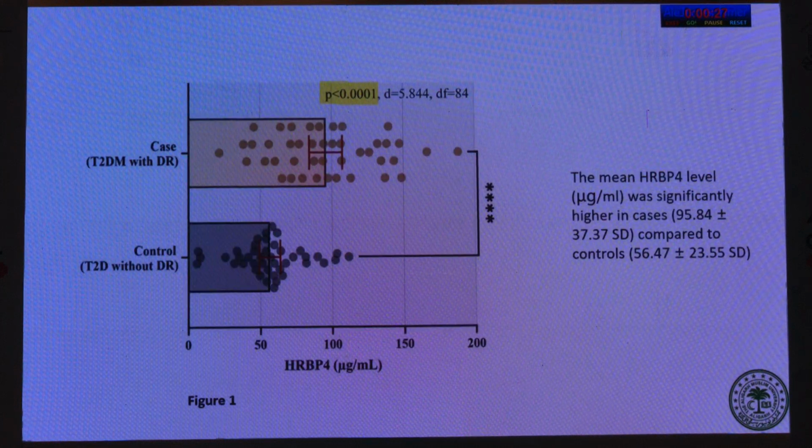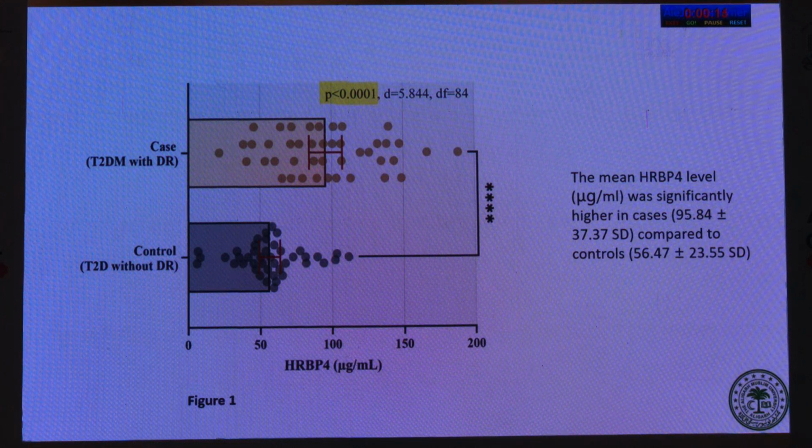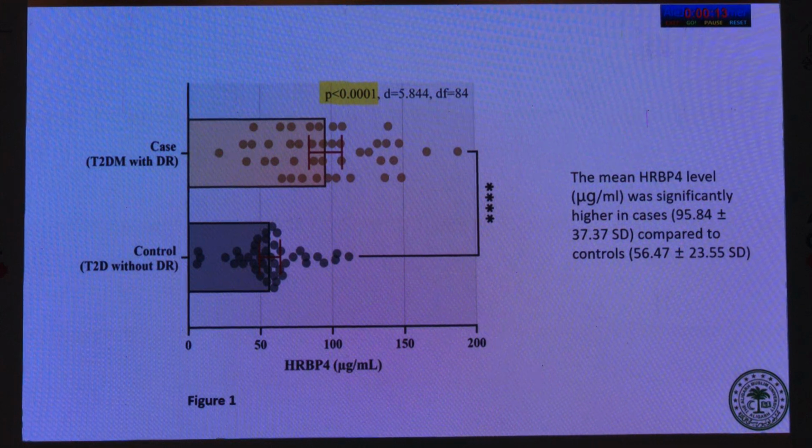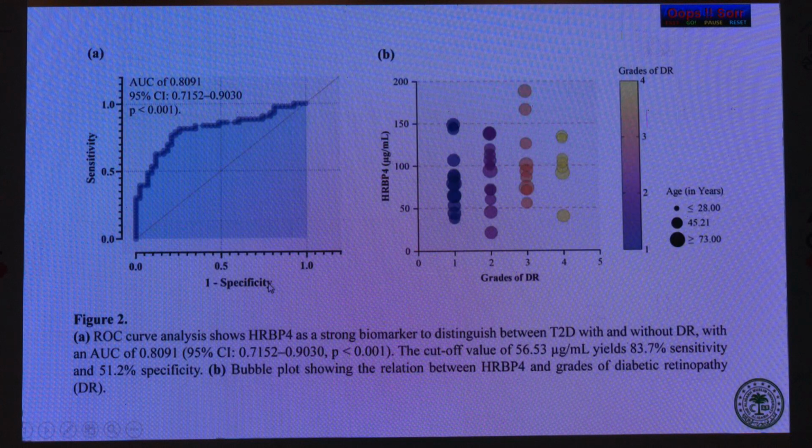Now coming to the relevant finding of our study, the mean HRBP4 level was significantly higher in cases as compared to the controls. So we could see that in the cases, the HRBP4 level was around 96, while in the controls, it was around 56 microgram per ml.